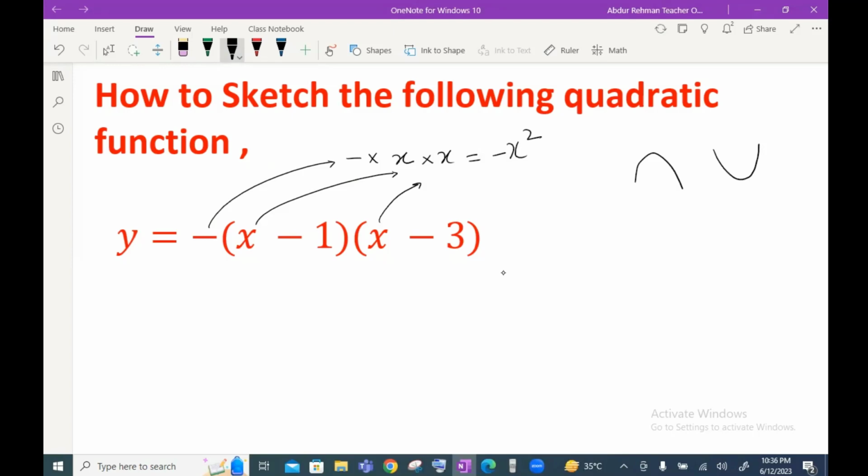So negative x square, it is a negative, it means y equals minus x square is a maximum value function here. So this type of parabola will be drawn for y equals minus x square. And you can memorize this type of parabola by a sad face.